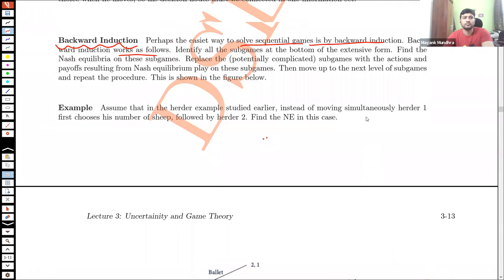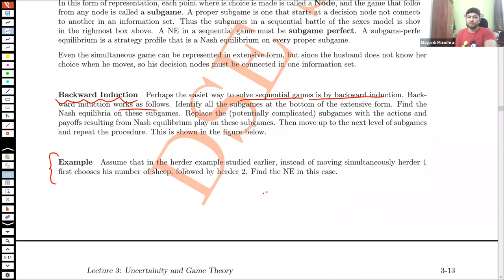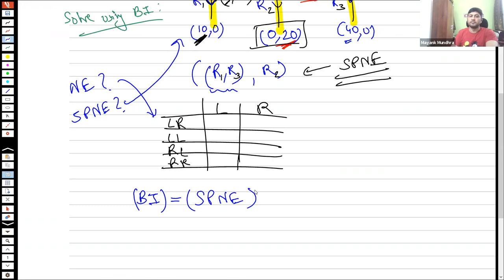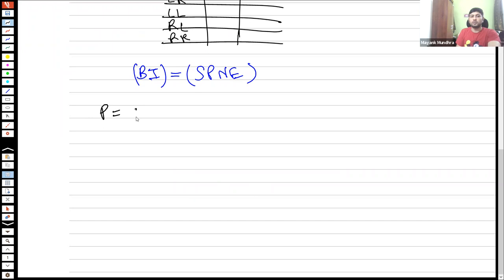All right. Now, let's apply backward induction for continuum of strategies. So, assume that in the Herder example studied earlier, instead of moving simultaneously, Herder 1 chooses first his number of sheep, followed by Herder 2. Find the Nash equilibrium in this game. Okay, so now, remember the Herder problem? Price was equal to 120 minus Q1 plus Q2. So, now we are saying that Herder 1 chooses Q1.